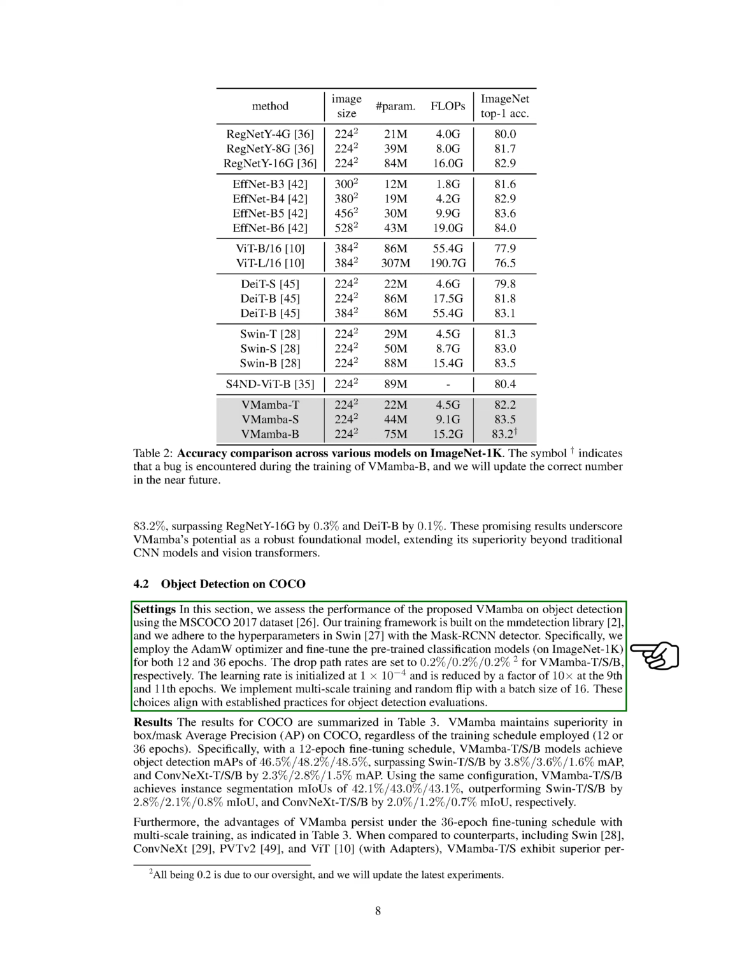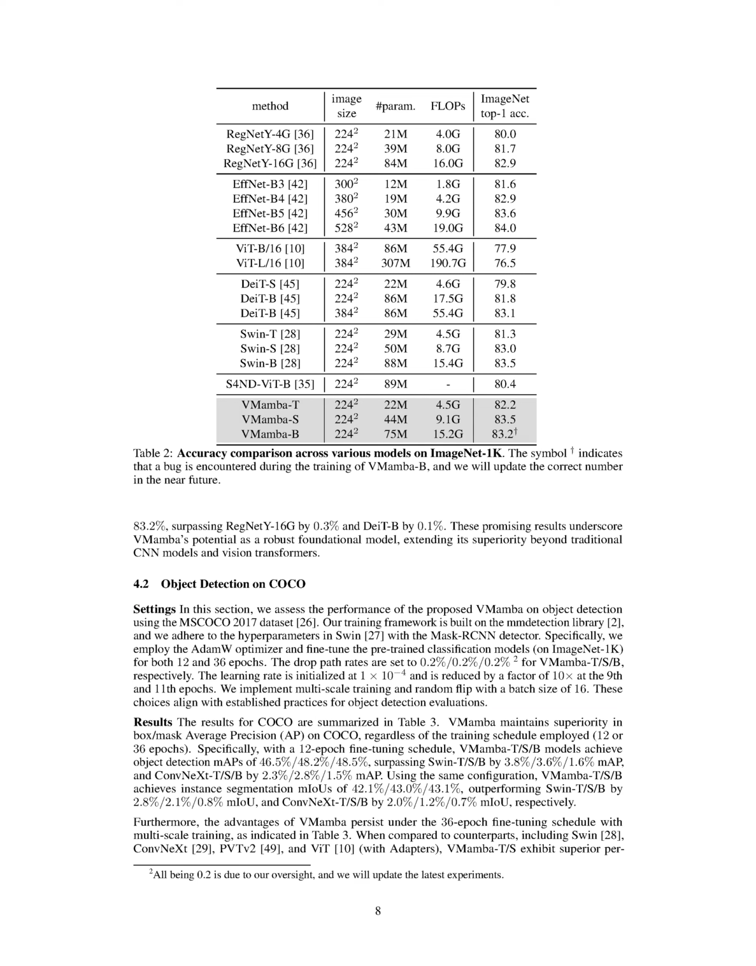Our results showed that VMamba consistently outperformed other models in box and mask average precision on COCO, regardless of the training schedule. For instance, with a 12-epoch fine-tuning schedule, VMamba models achieved object detection mAPs of 46.5%, 48.2%, and 48.5%, surpassing Swin models by 3.8%, 3.6%, and 1.6% mAP, respectively. These results underscore the potential of VMamba in downstream dense prediction tasks.